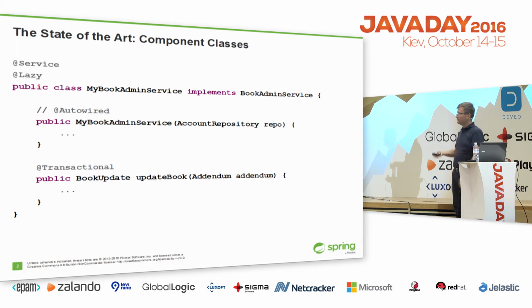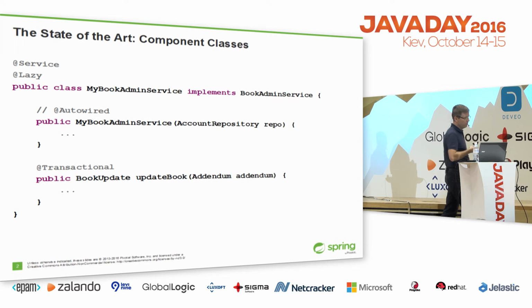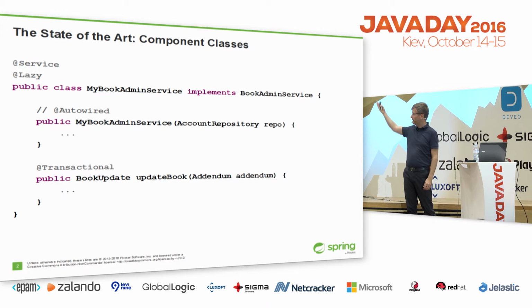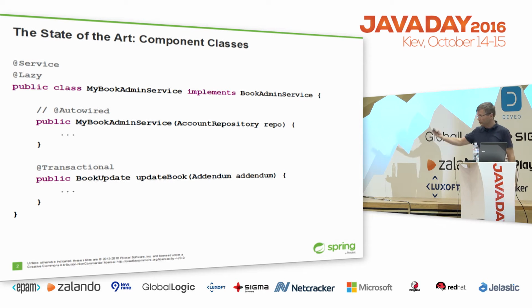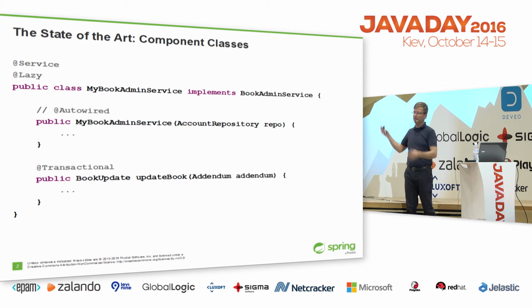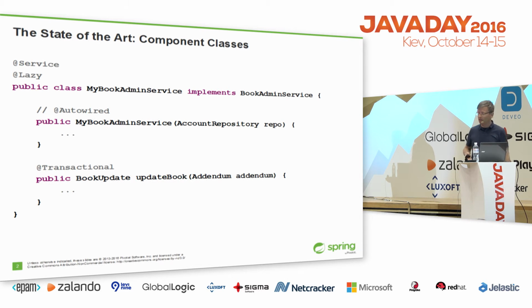So a regular Java class doing regular Java things like implementing Java interfaces and doing regular Java constructors and service methods. Let's assume that this update book method actually is also declared in the book admin service interface. Then @Transactional can actually work with interface-based proxies. That's kind of the typical scenario. So @Transactional is already an annotation.